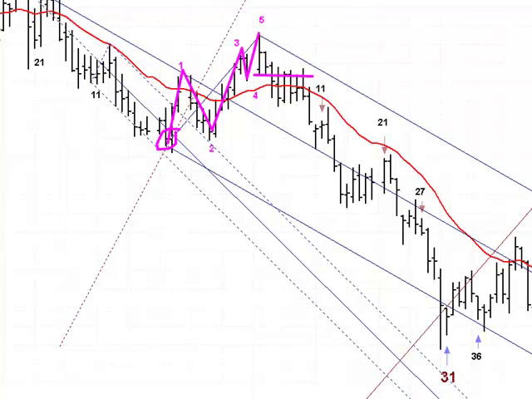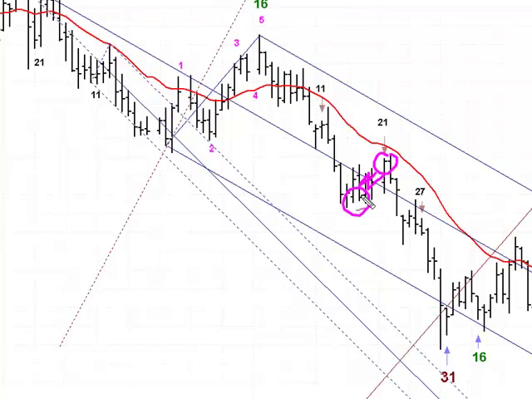Well, let's just take a look at that one. This market drops down, and the first reaction swing forms right here. So that reaction swing, we can use to make a backward projection.